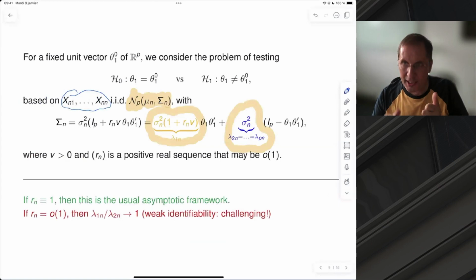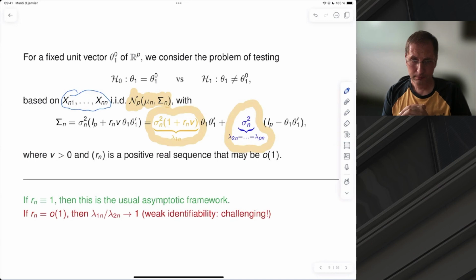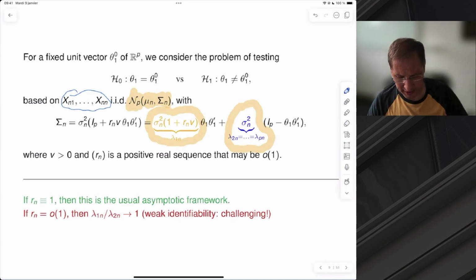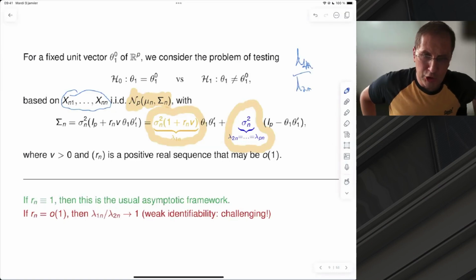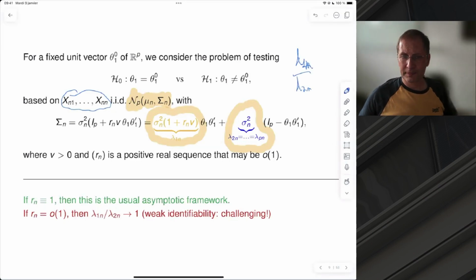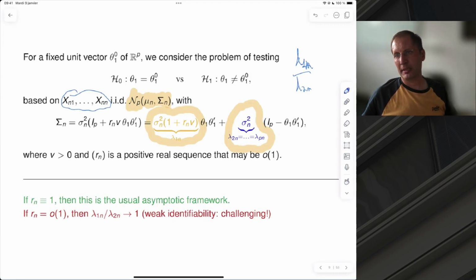Okay, and now you have two different setups. You have the setup, which is the classical setup, where this Rn, that I will read in the sequel as a rate, is fixed, say to 1. And then this lambda 1n divided by lambda 2n will be a fixed quantity. Lambda 1n divided by lambda 2n will be a fixed quantity, right? It will be 1 plus v. Okay. So the lambda 1n will not get closer to lambda 2n. This is what I mean.